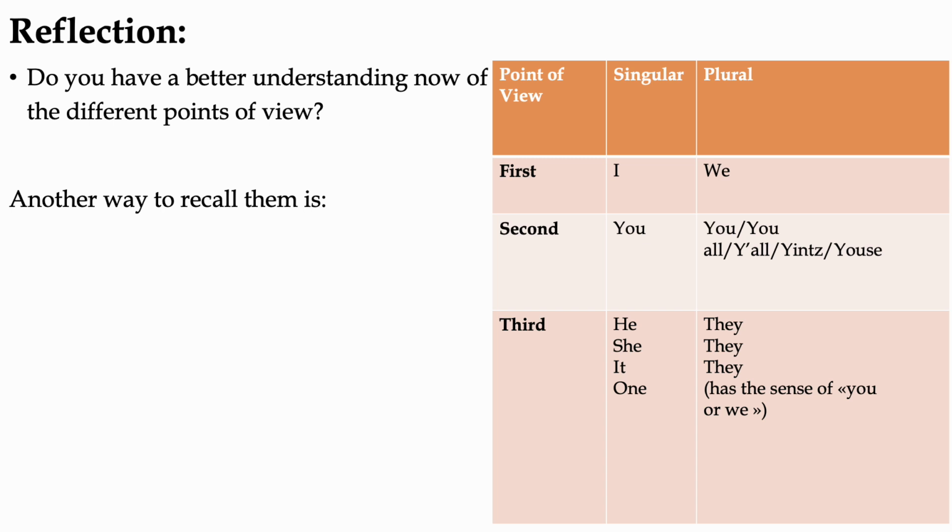Another way to recall them is put the point of view in the first part of the table. You have first, second, and third. The singular first person point of view is I. The plural first person point of view is we. The second person point of view singular is you. The second person plural point of view is you, you all, y'all, yins, yous. The third person point of view singular is going to be he, she, it, or one, and plural, they. One again has the sense of you or we.